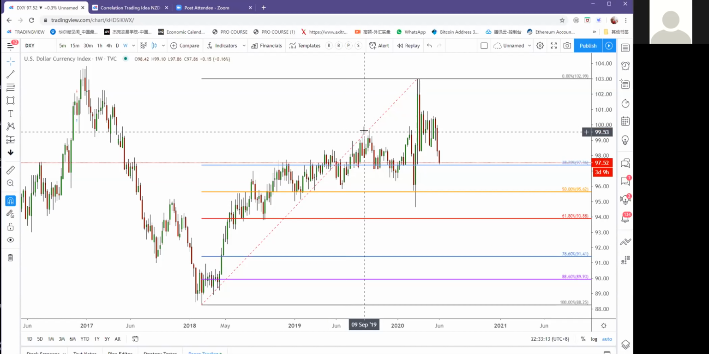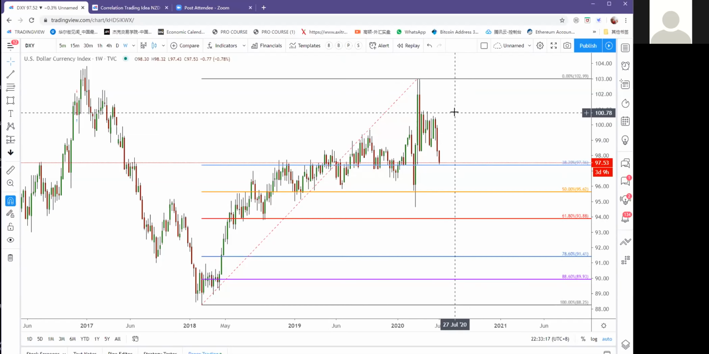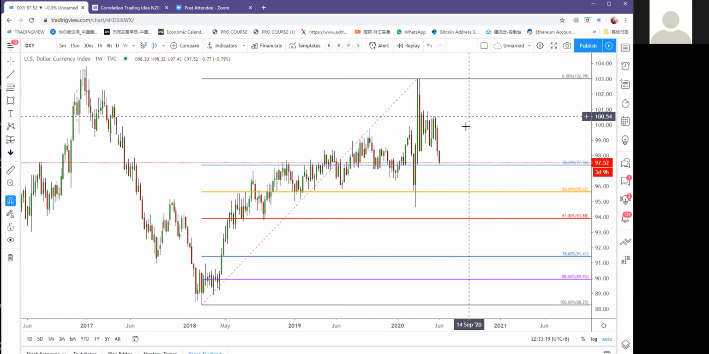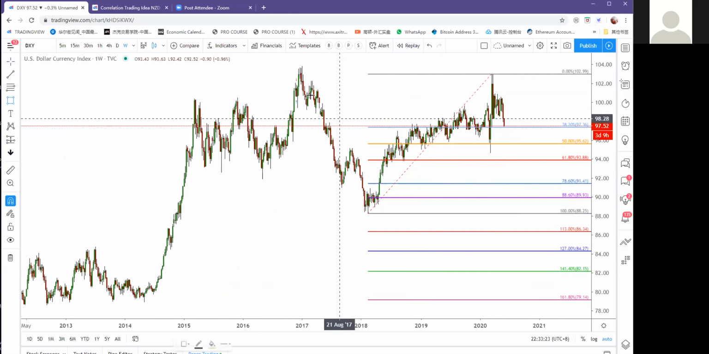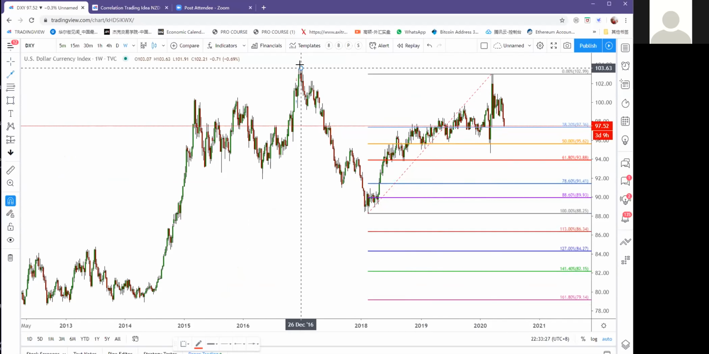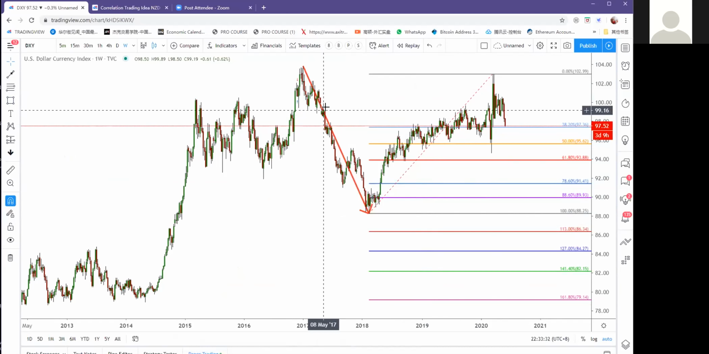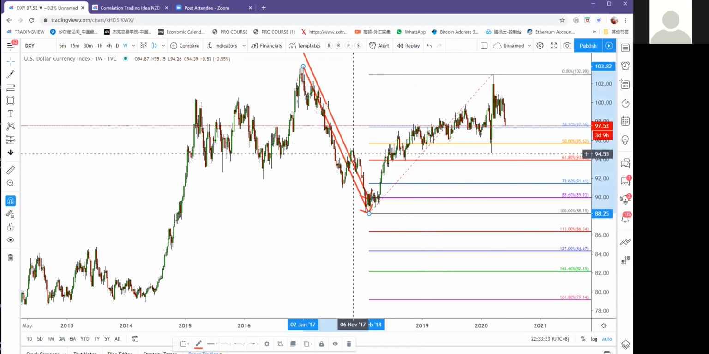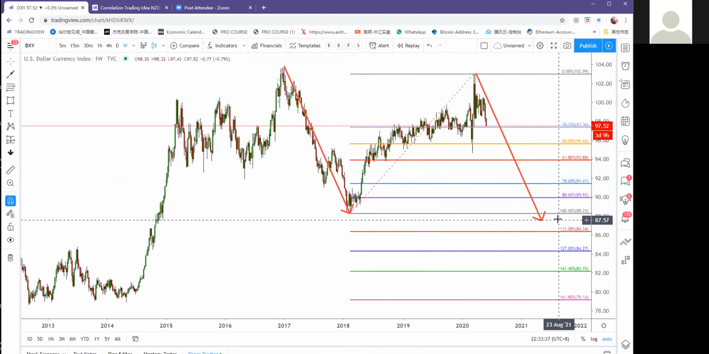Because the Fed already cut the rate, and they are going to print a lot of money, the dollar index is in trouble right now. It will become something like this. I think the dollar will have a very deep crash, and eventually it may go for this ABCD pattern, targeting 88.